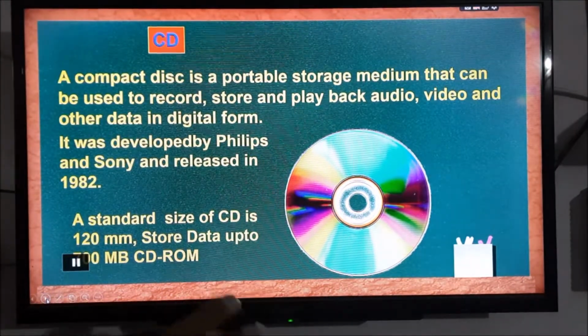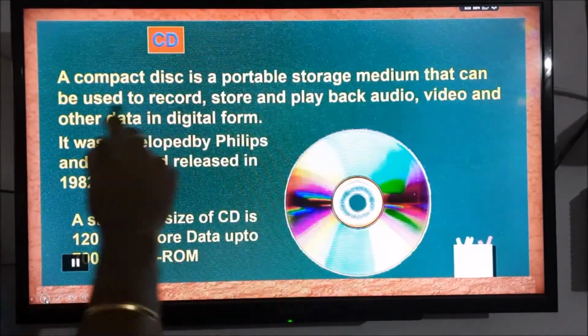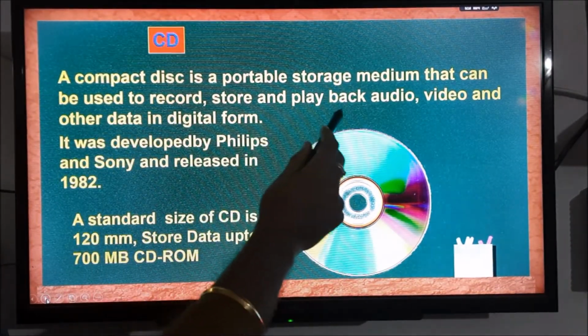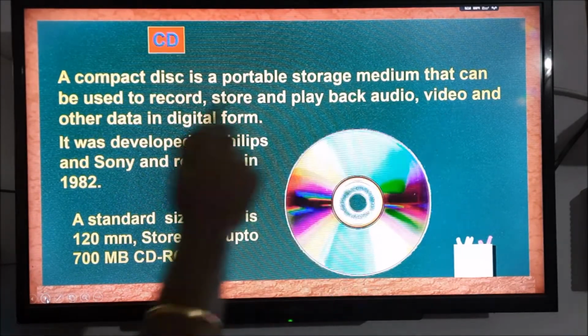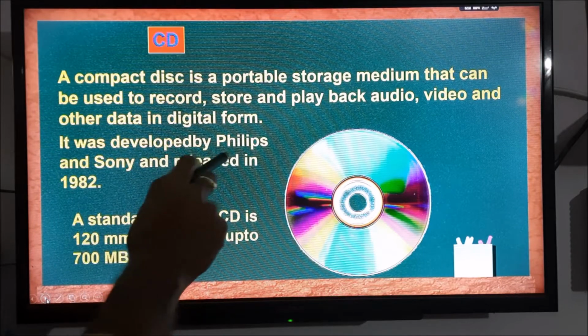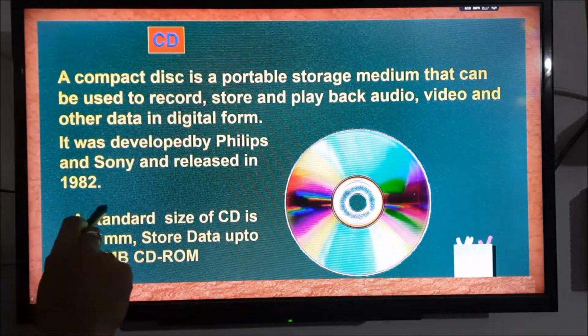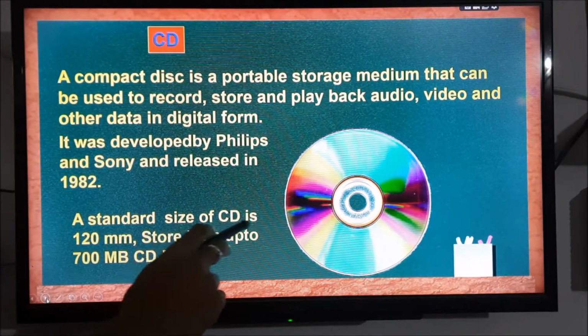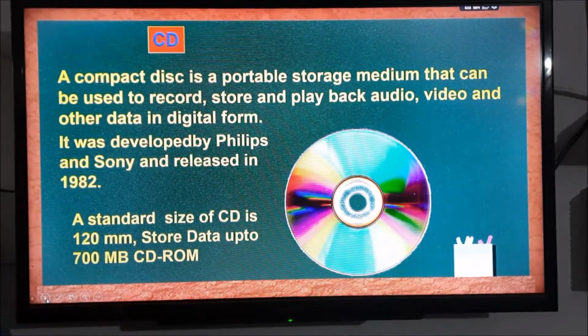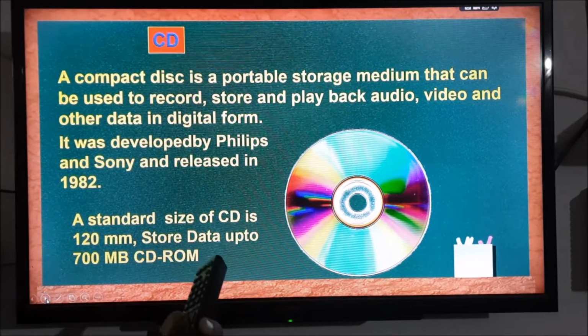Now we are talking about CD. A compact disc is a portable storage medium that can be used to record, store and play back audio, video and other data in digital form. It was developed by Philips and Sony, and it was released in 1982. The standard size of a CD is 120 mm, and it stores data up to 700 MB, as a CD-ROM.